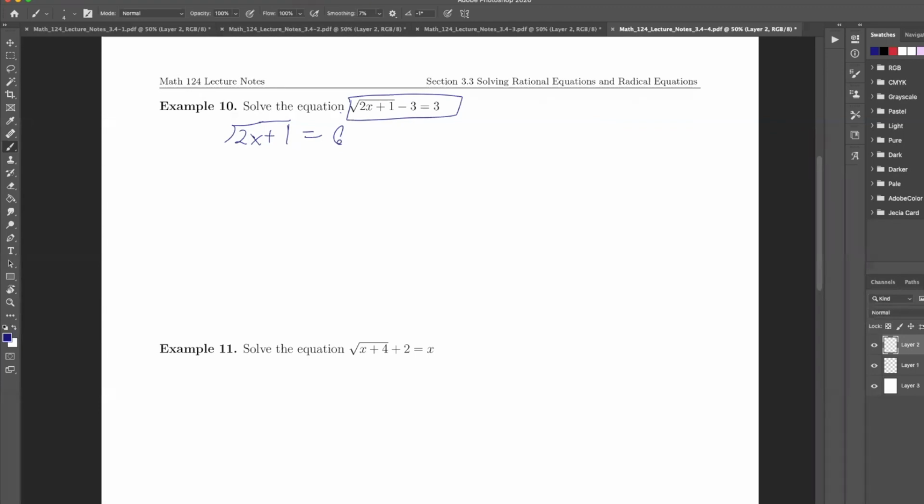You're in the ballpark for sure, right? Because I want 2 times something plus 1 to be this, and I take the square root equals 6. So if I square both sides, I get 2x plus 1. Well, I'll let you do it. I'll let you guys do it.